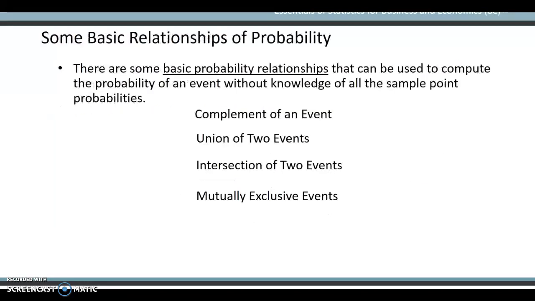Okay, welcome back. We're finishing up chapter 4. This is chapter 4, part 3 on probability. And where we left off, we talked about the complement of an event, union of two events, intersection of two events, and mutually exclusive events.